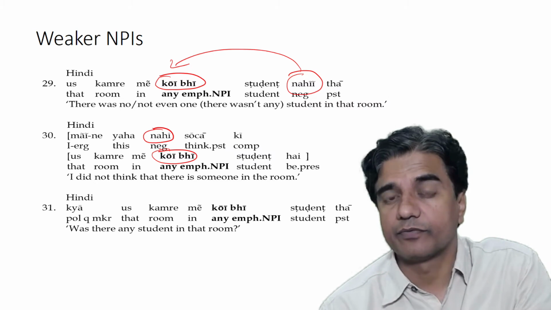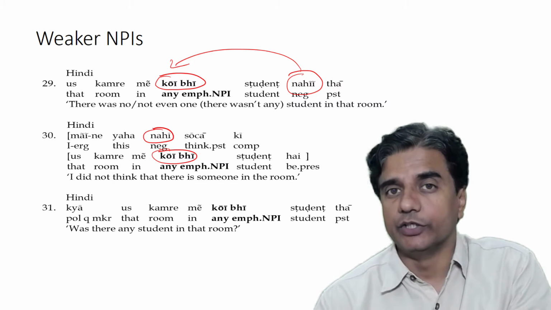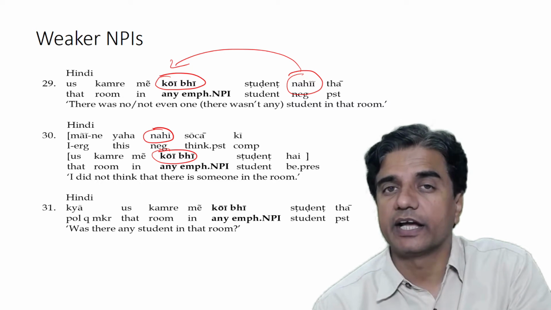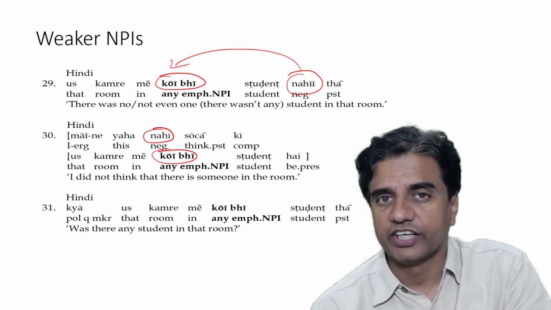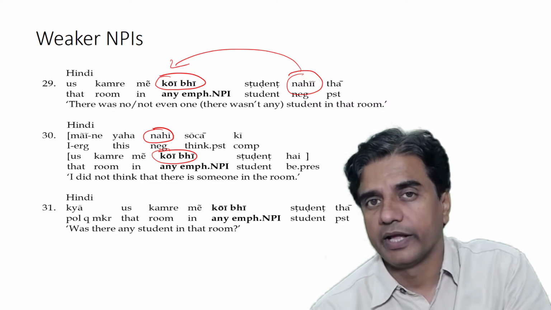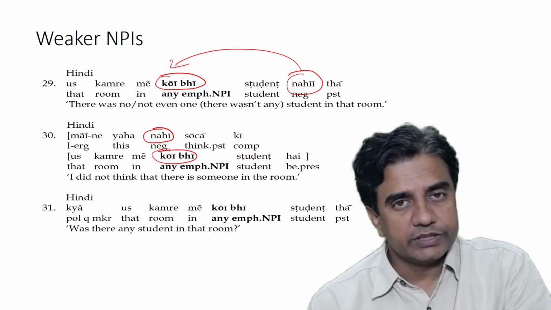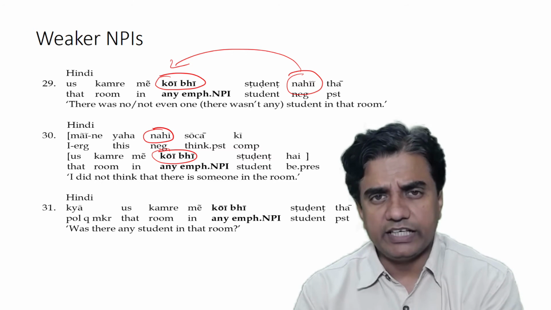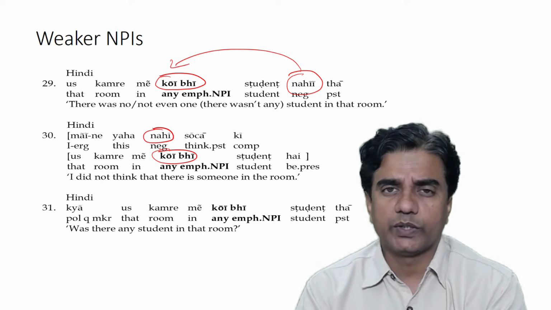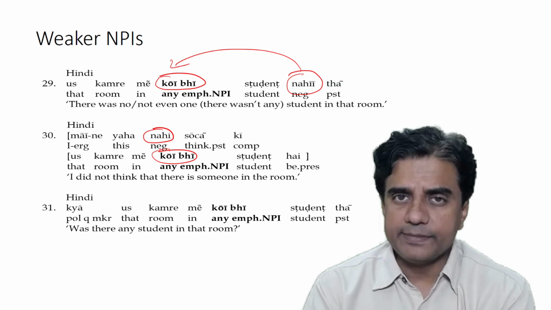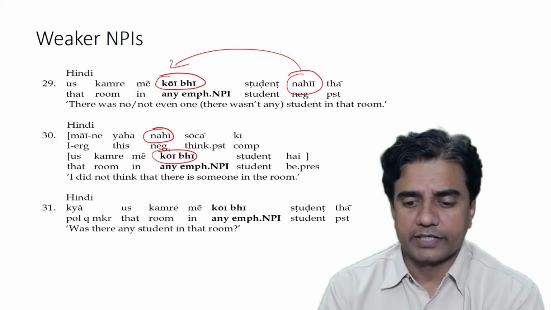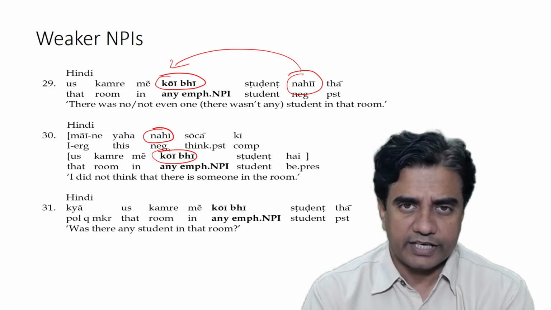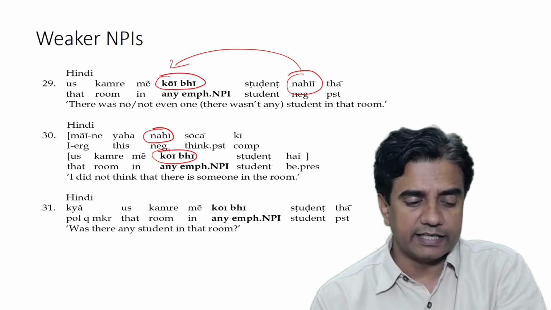For the licensing of weaker NPIs, the domain is a little wider, and negation, being in a separate, higher clause, can still take negative polarity items in its scope and license them. Now, the example in 31 shows us that a weaker NPI is also licensed in the absence of a negative marker, but this must be a very specific type of context. That is what we see here.